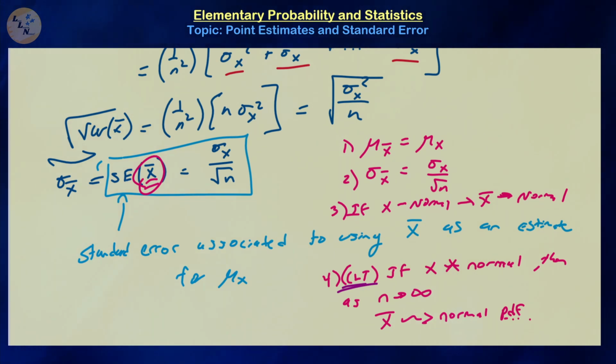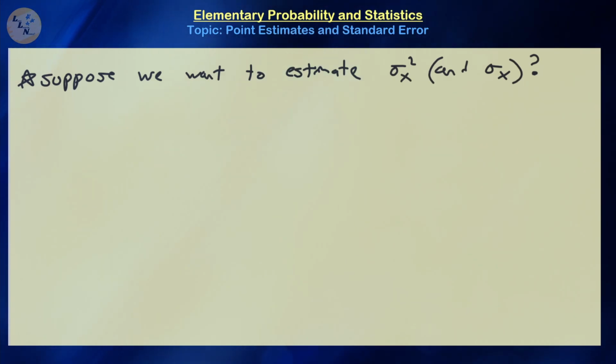So those are some things associated with x bar. So one could ask also, well, what about the variance of the population? Is there an unbiased estimate for the variance, and is there some standard error associated to that estimate? The answer is yes. So let us just take a moment and look at that and see how those theories play out. So now the guiding question that we want to answer is, suppose that we want to estimate sigma x squared and sigma x.